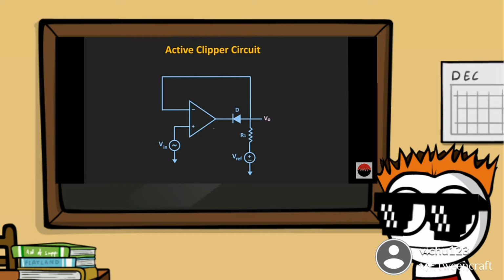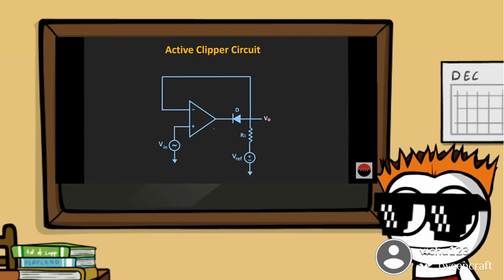So guys, here we find an op amp and the supply voltage, that is the input voltage, and the reference voltage, and a diode, and we also see the VO, that is the output voltage. Excluding R1 and the V reference, the rest of the circuit acts as a super diode, and the diode in the circuit is the ideal one.